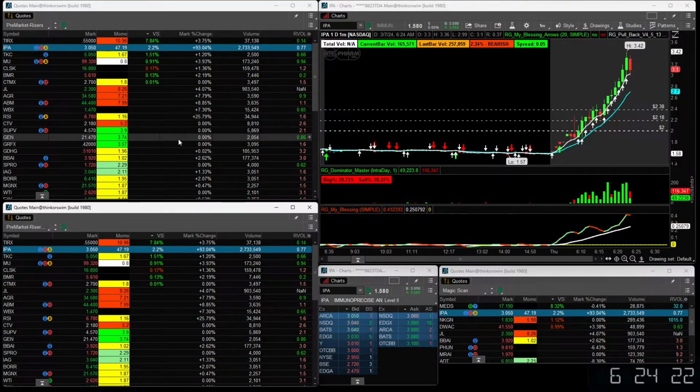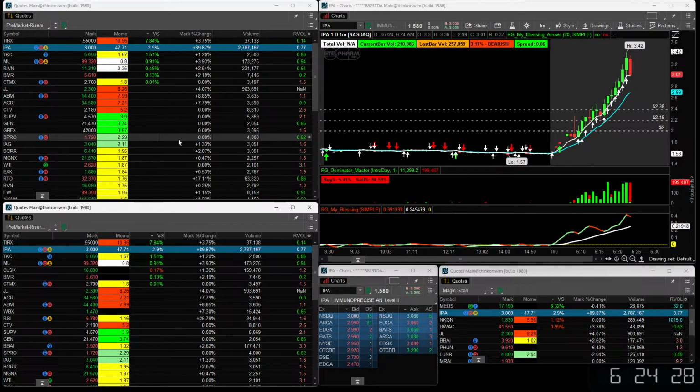Looks like we got a lot of profit takers in that red candle. That was a nice run. I didn't get in it. Probably should have, but I just didn't feel good about it.